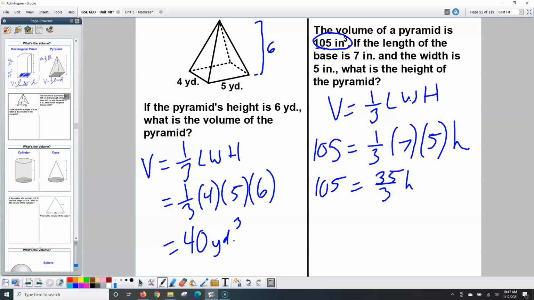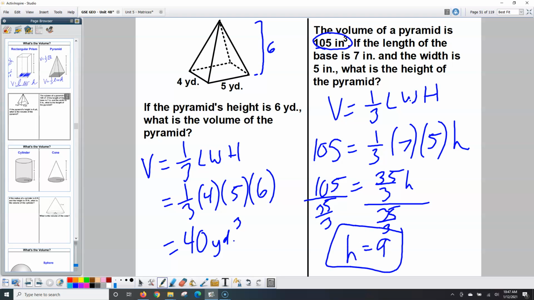And you could do a couple things. You could cross multiply. You could multiply both sides by the reciprocal of 35 over 3, which is 3 over 35. If you got a calculator like mine, then it will divide for you by 35 over 3. So that's what I like to do with our calculators, just easy. But you can use any of your algebra steps there. And you would get, I believe, 9. Height equals 9 right here.